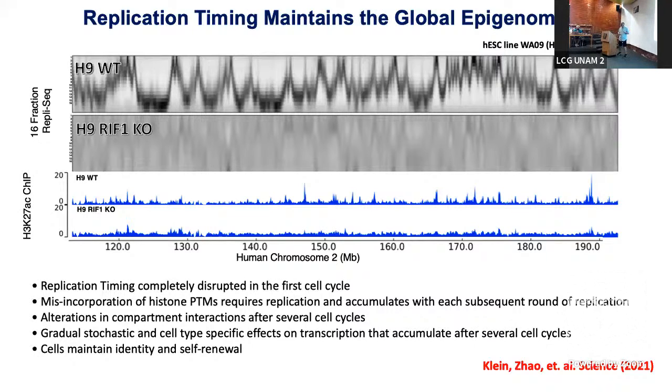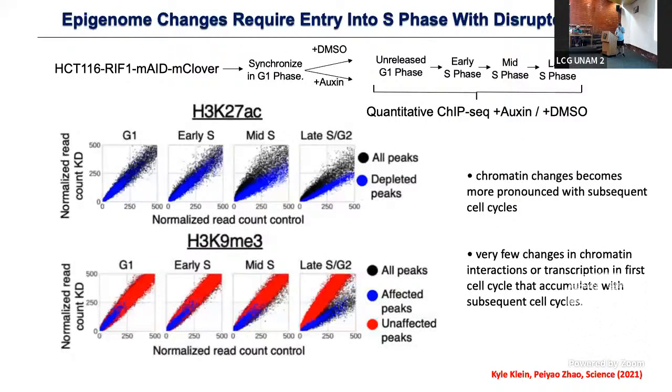Okay, so we think altogether we can make a case for causality for the first time ever, that replication timing has a function and that it functions to maintain the epigenome. So this just shows you that experiment I just described.